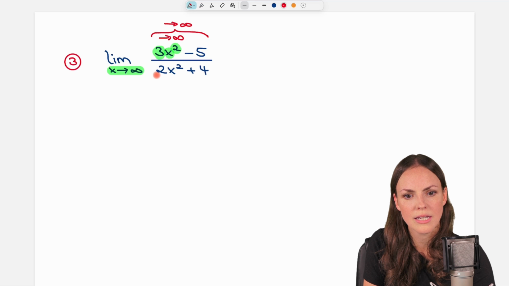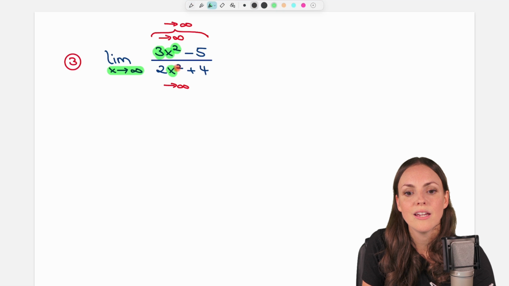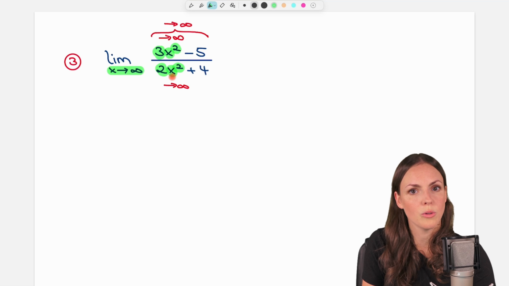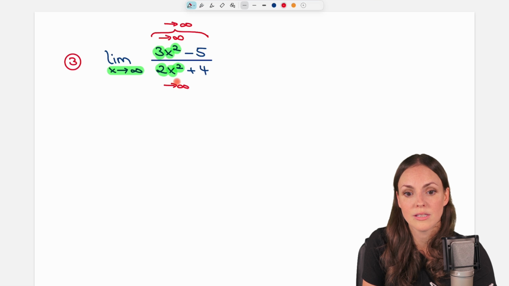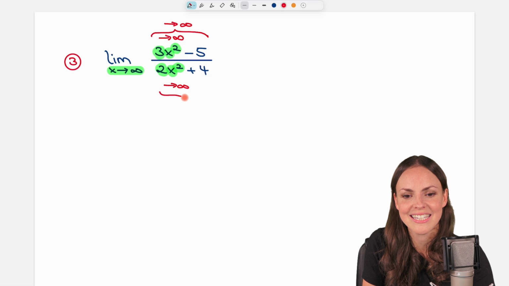Okay, what happens down here? Well, x will approach infinity. If we square x, it gets bigger and bigger and bigger, still approaching infinity. If we multiply it by 2, it will still get bigger and bigger, still approaches infinity. And then we add 4, it will even get a little bit bigger, still approaches infinity. So this entire denominator down here approaches infinity.